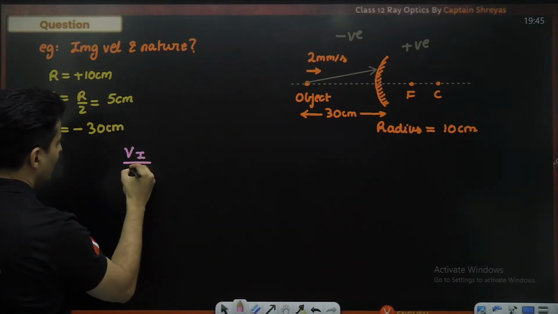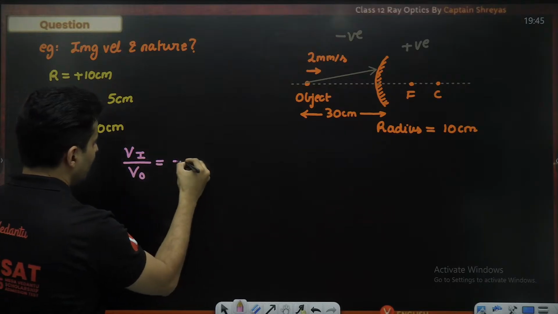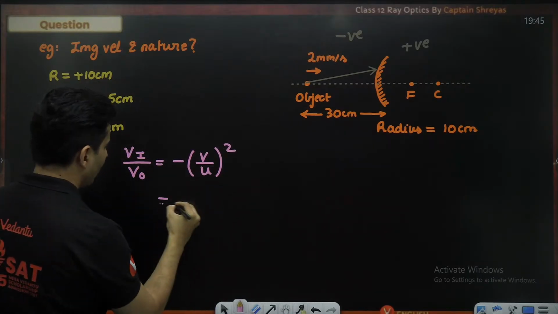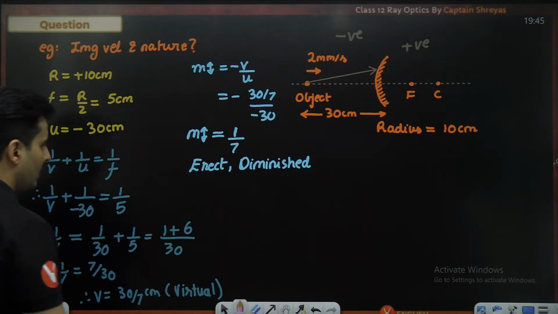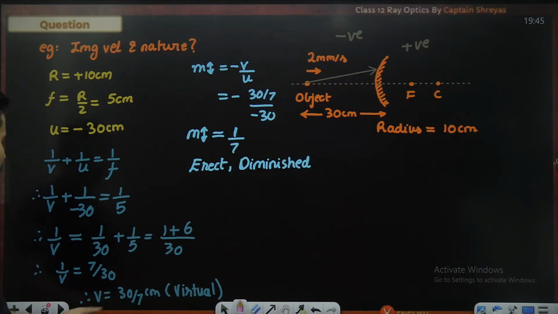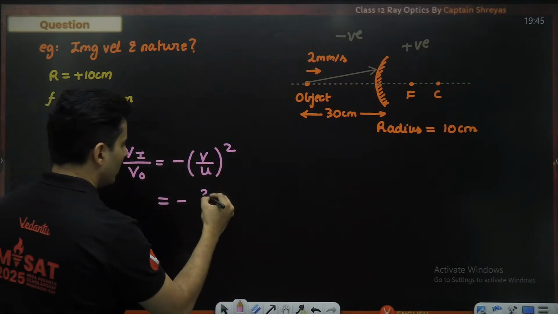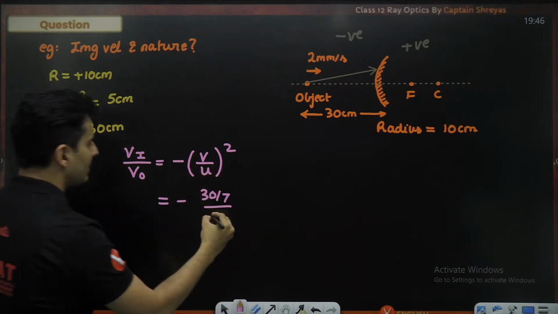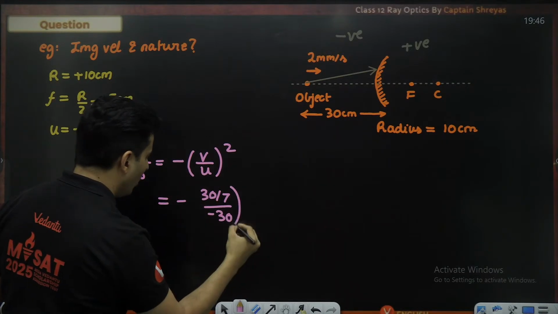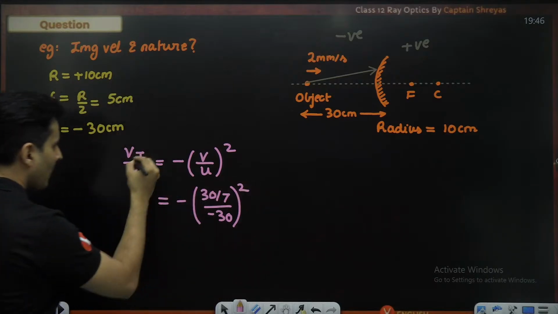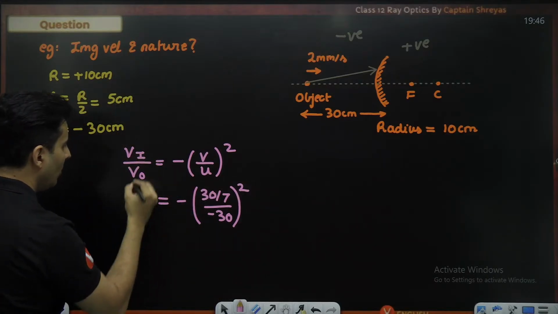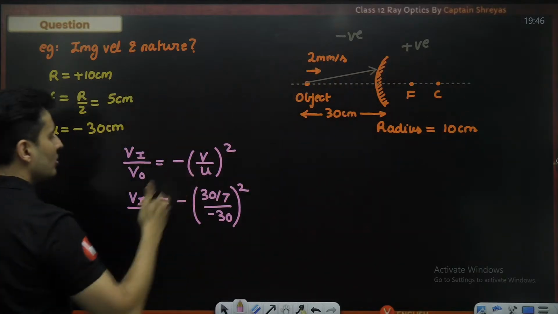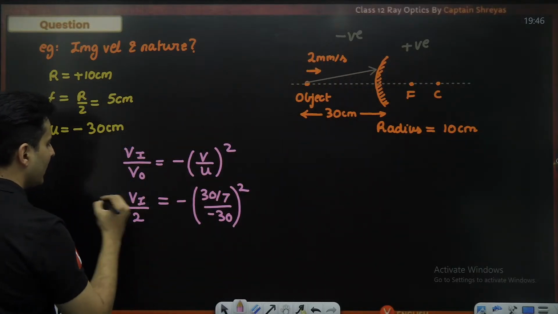Velocity of the image upon velocity of the object is minus v by u whole square. Okay, what is image distance? I think image distance is 30 by 7, so I'll put 30 by 7. What is object distance? It is minus 30 whole square. Image velocity, I do not know. Object is going this side. Right side is positive, so I will put 2 millimeters per second here.